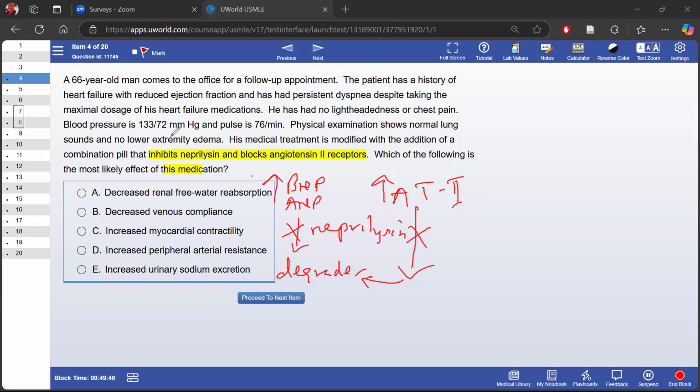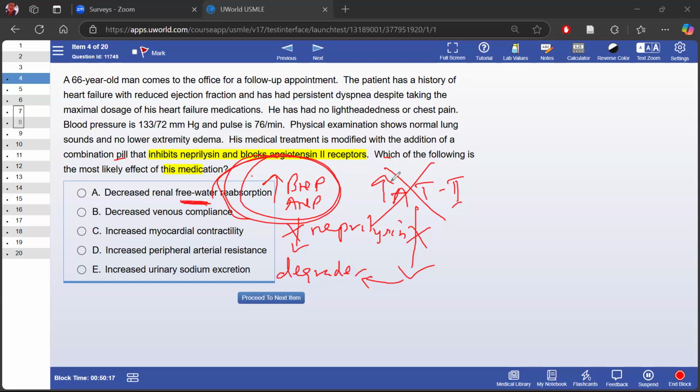But then the second component of this pill blocks the AT2 receptor. So although angiotensin 2 will go up, you're not going to see its effect, because the receptor has been blocked. So our focus will be on BNP and ANP. What will BNP and ANP do to free water? What do you think? Does it normally reabsorb free water? Does it normally excrete free water? What is the effect of BNP and ANP on free water?